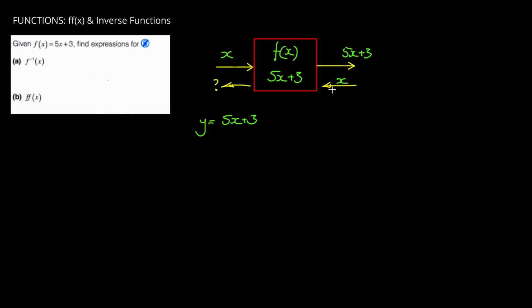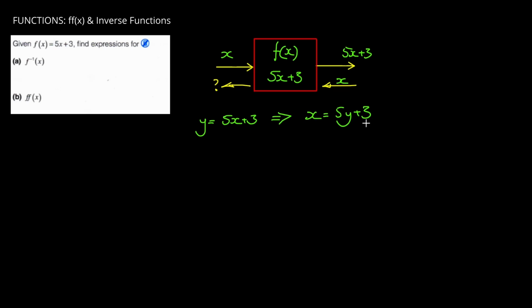So if we're going to turn the box round, and our input is now our output and our output is now our input, we need to change x and y round. So this can either be done now or it can be done at a later stage, but let's do it now. So this is transformed into x = 5y + 3. Now we need to make y the subject because we need to find out what is going to come out of this box now that we've turned it round.